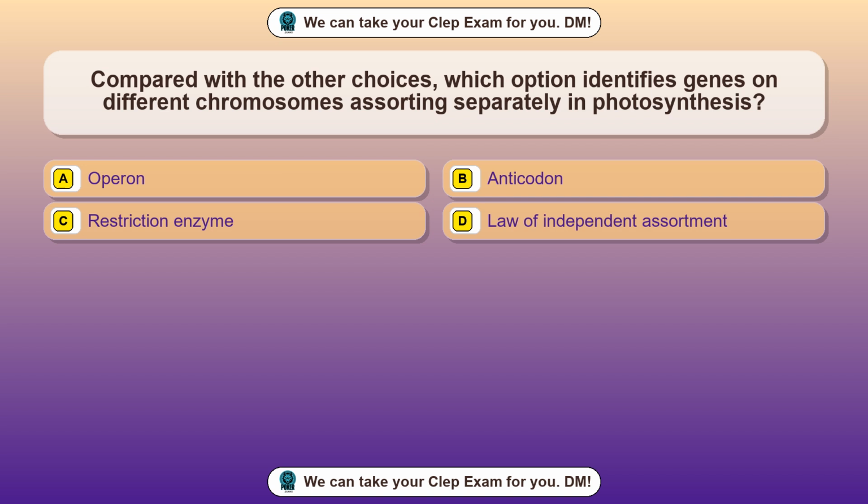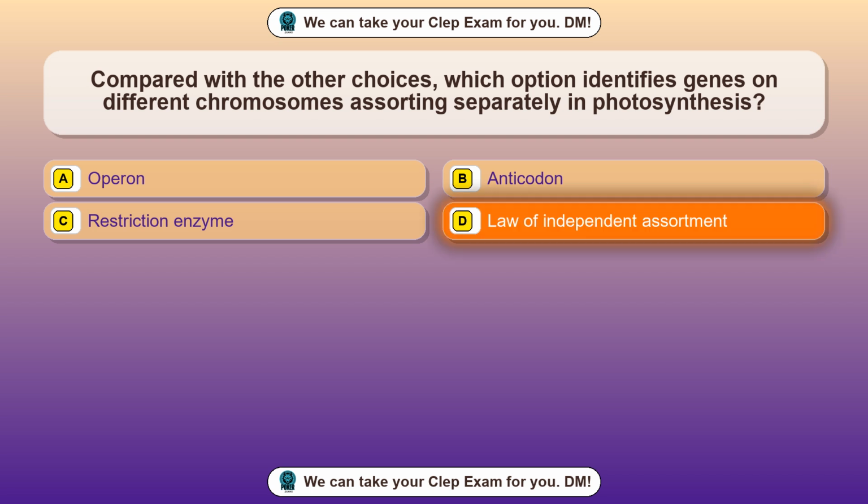Question 34. Compared with the other choices, which option identifies genes on different chromosomes associating separately in photosynthesis? Option A, operon. Option B, anticodon. Option C, restriction enzyme. Option D, law of independent assortment. The correct answer is option D, law of independent assortment.